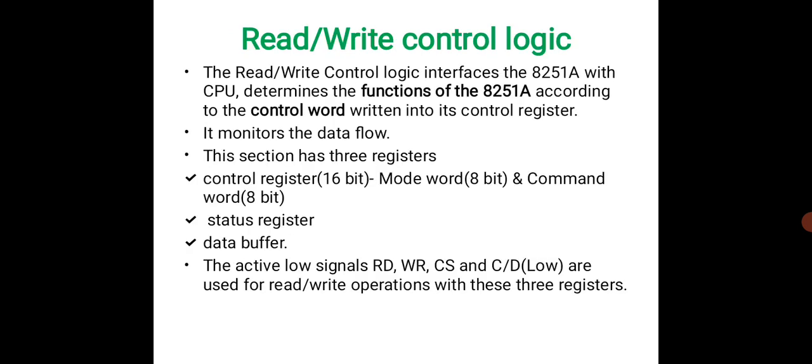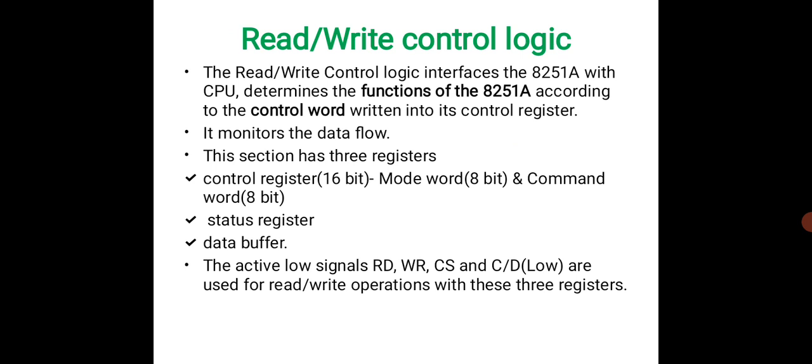And in this read write control logic, this clearly monitors the data flow. And we have the control register, which is a 16-bit register that can be divided into two 8-bit registers. One is to set the mode word and the other is to set the command word. And we also have the status register to read the status of the USART. And similarly, we have the data buffer to hold the data.